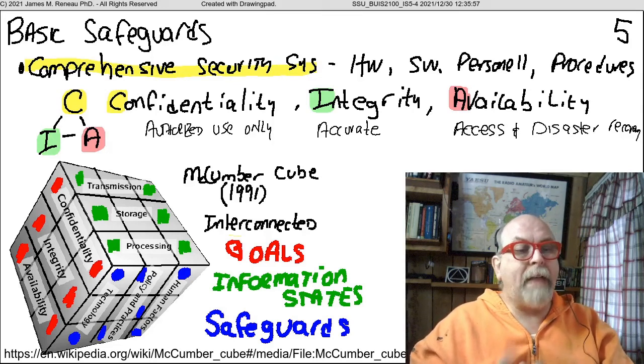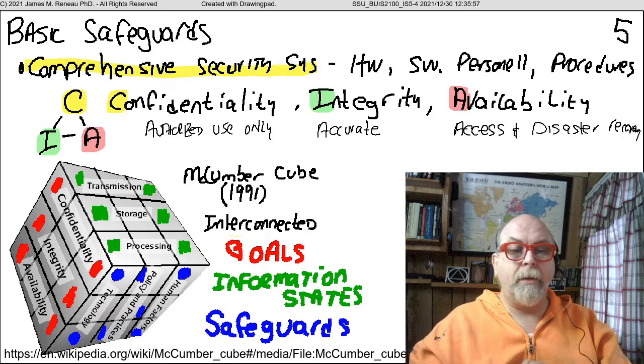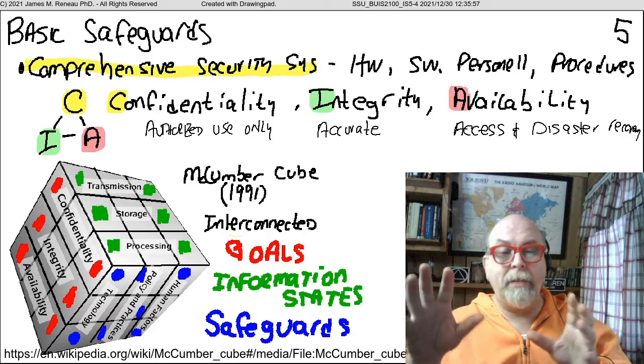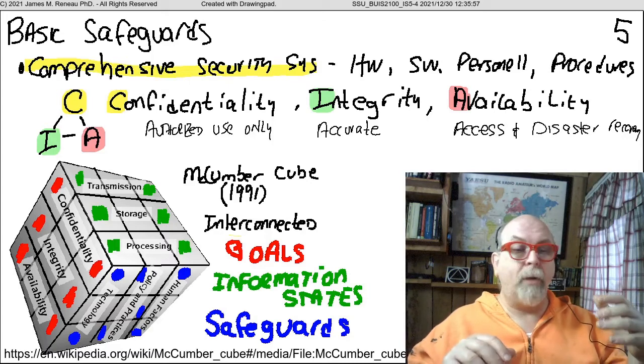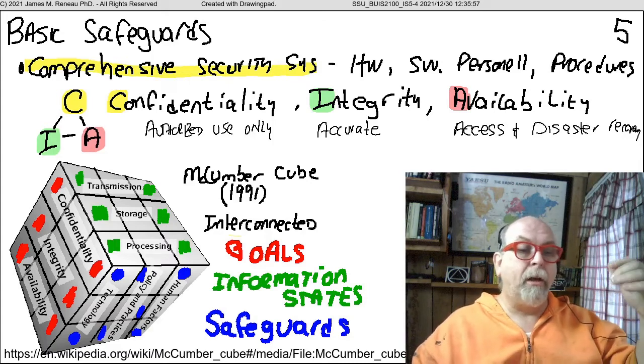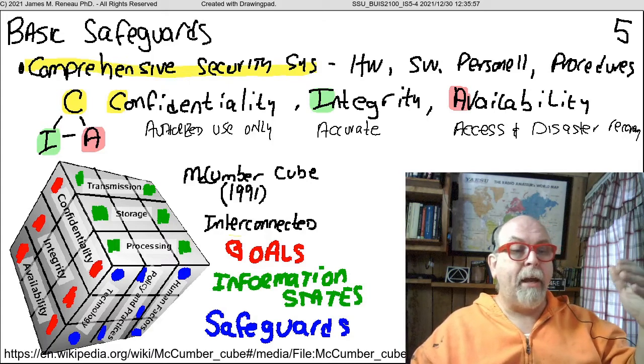Now, what states of the information? So as the information moves through your system, it's transmitted, it's stored, and it's processed. So at various states in transmission, we have to look at CIA. At storage, we have to look at CIA, and at processing, we have to look at CIA.